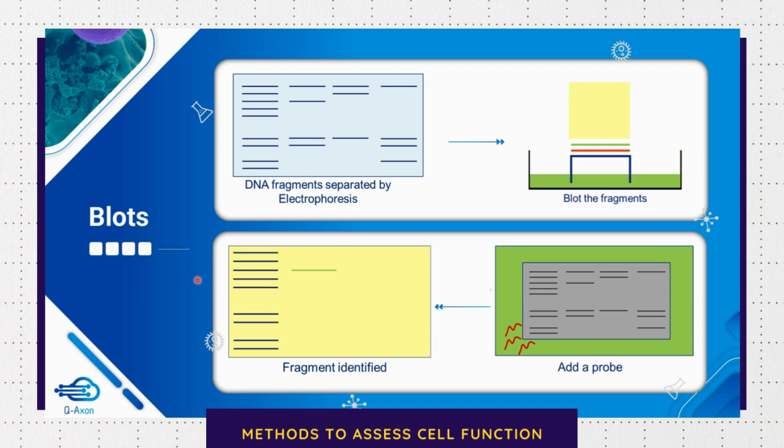Now same method is followed for identification of mRNA, proteins, or the post-translation modification of proteins. So similar kind of methods are there, where we add a probe depending on our area of interest, what we want to identify, and then the fragments are identified.